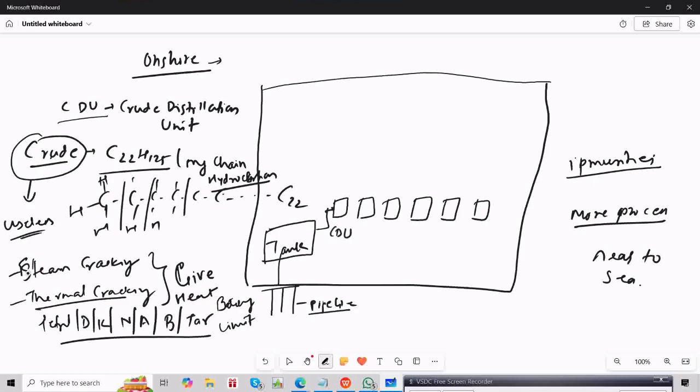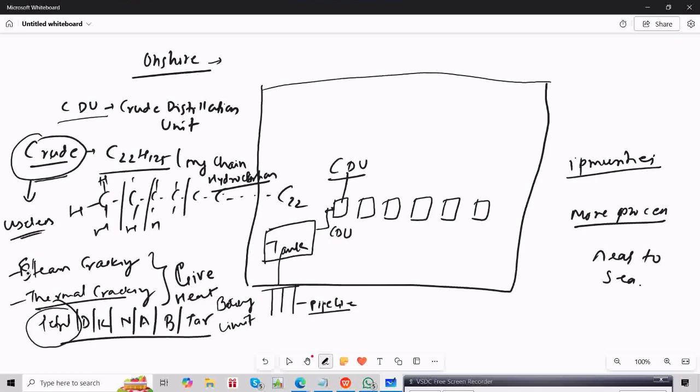So when you give heat to this long chain hydrocarbon that is called crude, it will convert at different temperatures into different byproducts, and these byproducts are called petrol, diesel, kerosene, naphtha, asphalt, bitumen, tar. Now this cracking is happening in this CDU unit.